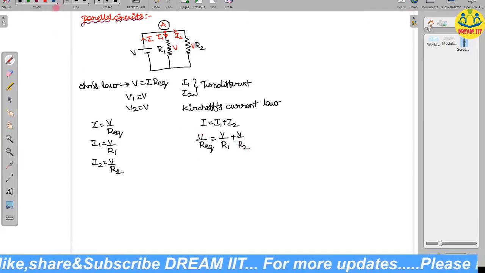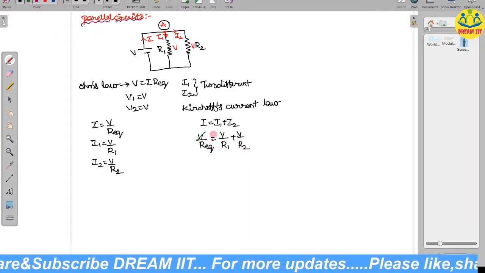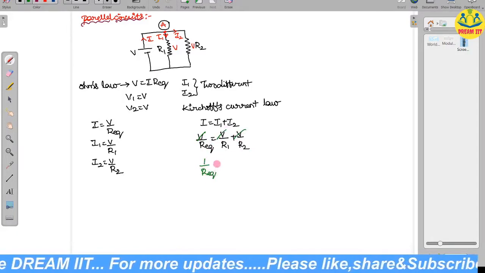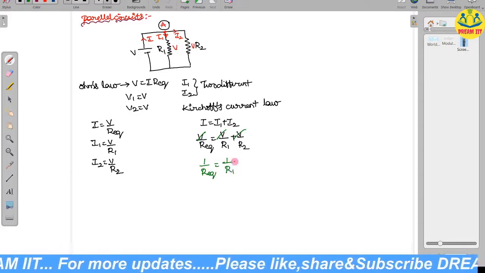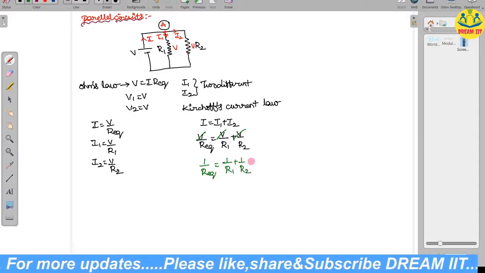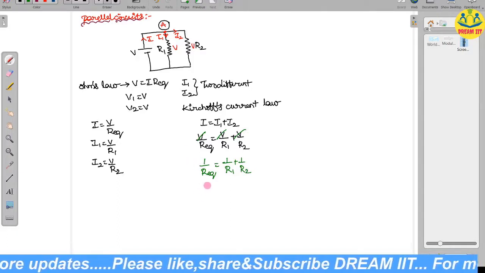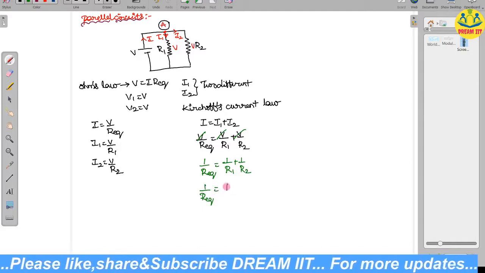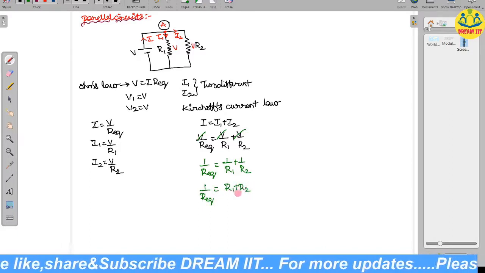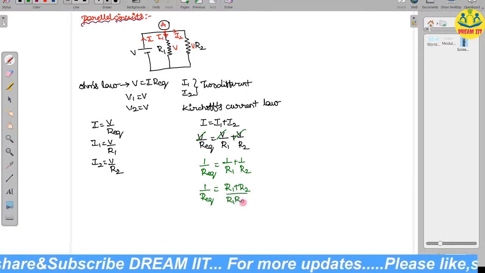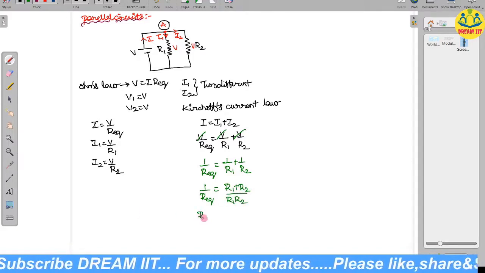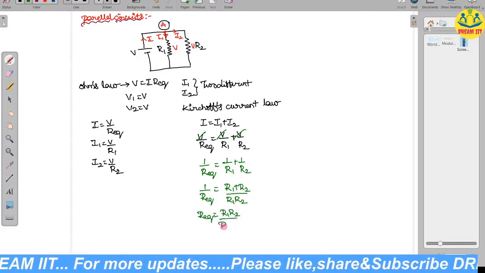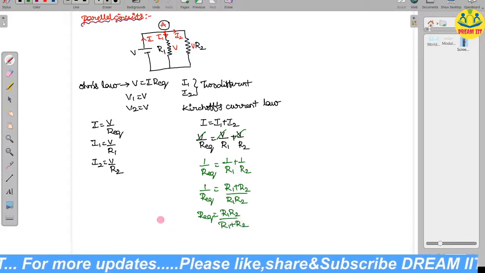If you observe clearly, what is common here? V is common, so I am cancelling it. We get 1 by R equivalent equals 1 by R1 plus 1 by R2. Taking the LCM, 1 by R equivalent equals R1 plus R2 divided by R1 R2. So what is the R equivalent in this case? R equivalent is R1 R2 divided by R1 plus R2.